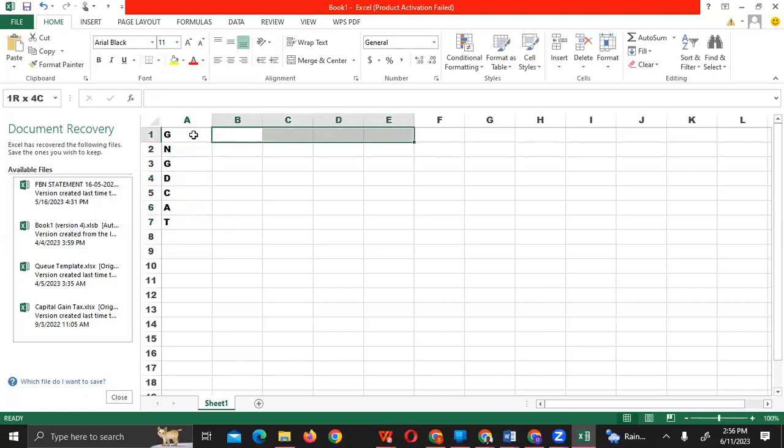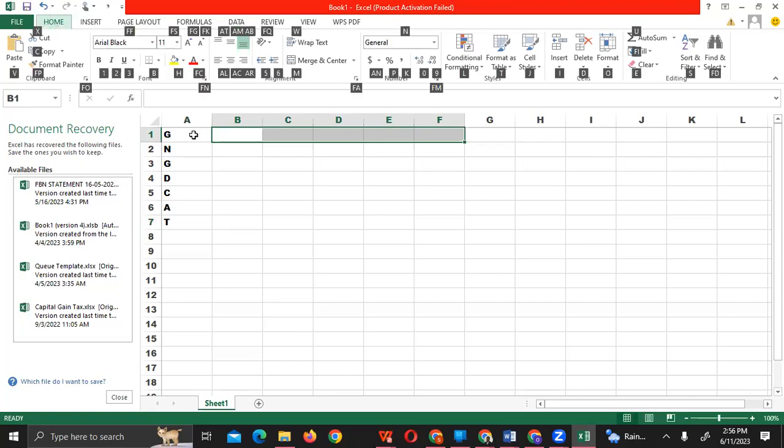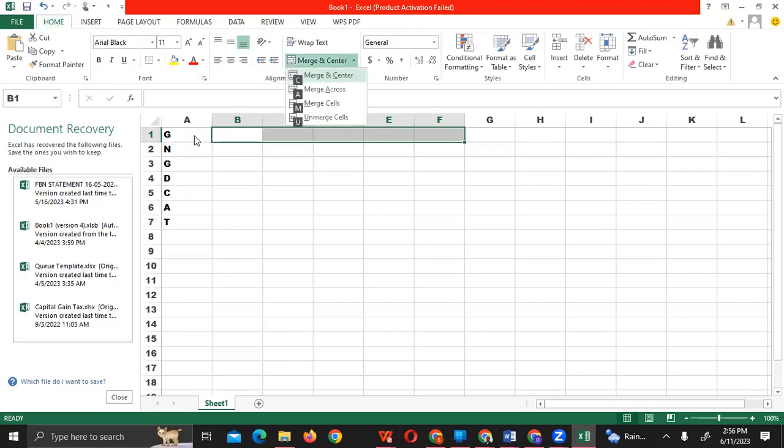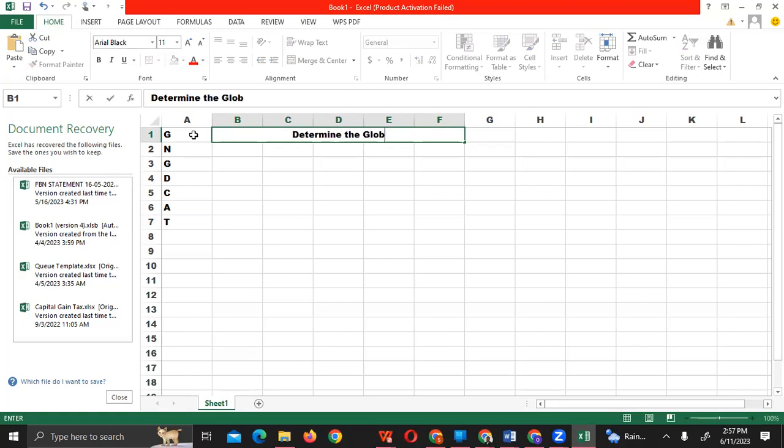So what is G? The first thing I will do is determine the global income. Determine the global income, and the global there is the G. That's the first thing I will do.